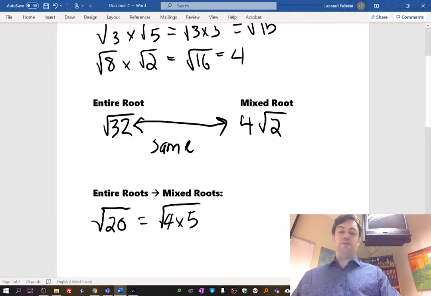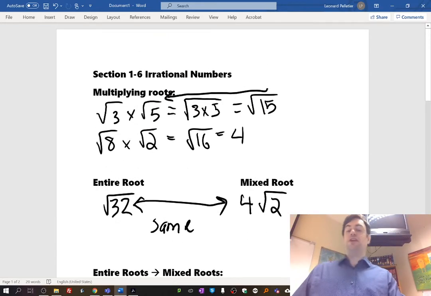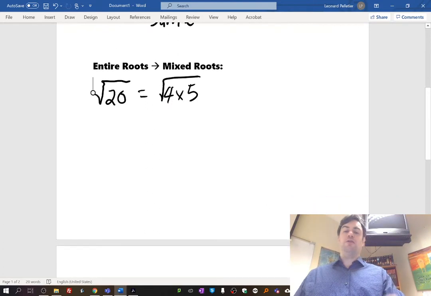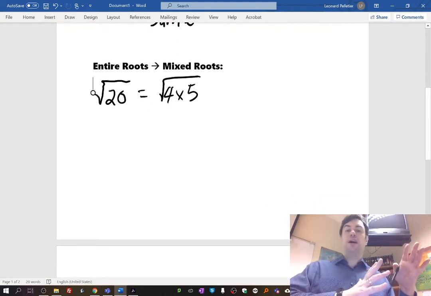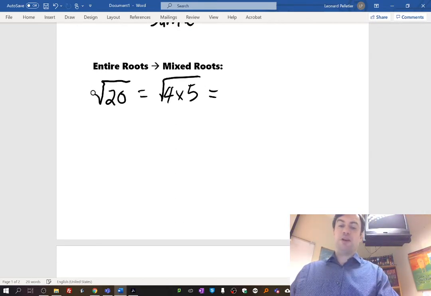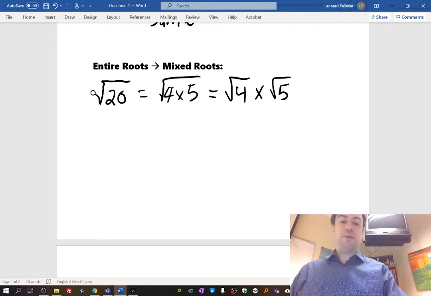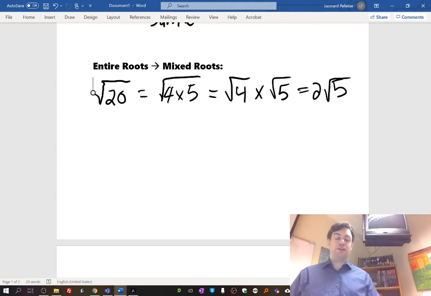And just like we did before, we combined the multiplication together to go from 2 entire roots to 1 entire root. Well, now we can go backwards, and we can split this up using the same logic to get the square root of 4 times the square root of 5. But of course, the square root of 4 is what? It's 2. So this becomes 2 root 5. You can just take the square root of the 4 to get the 2.